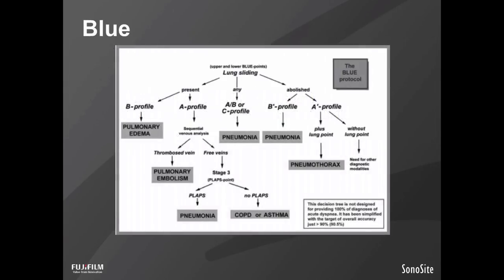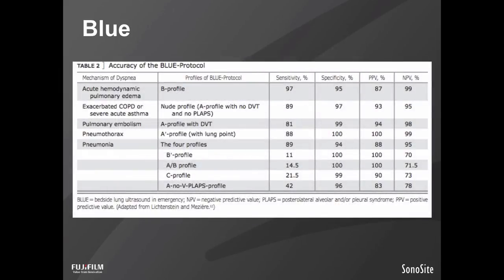The main goal of the blue protocol is to help distinguish COPD and asthma, in which you'll see both A lines and lung sliding, from dyspnea from pulmonary edema, or CHF, in which you'll see B lines and lung sliding. Pneumonia can have many appearances, which we'll see later, so in my opinion, this protocol isn't quite focused on assessment of pneumonia. And the main reason to use this protocol is when your top two diagnoses are either COPD and asthma or acute decompensated heart failure.